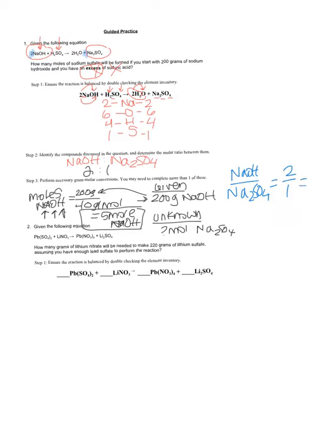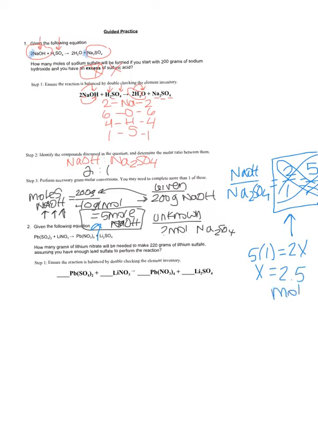So that means what I solved for before is right here, 5 moles of NaOH, so that would be 5 moles of NaOH, equals X amount of moles of Na2SO4, and that is what I'm looking for. So I'm going to solve for X by cross multiplying. So that would give me 5 times 1 equals 2X, and X would equal 2.5 moles of Na2SO4.